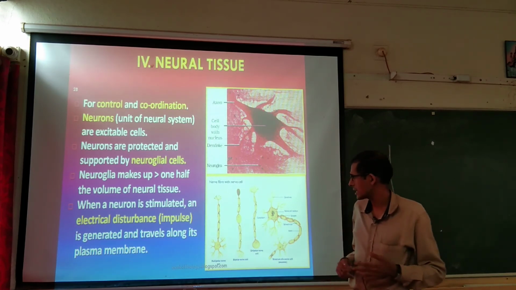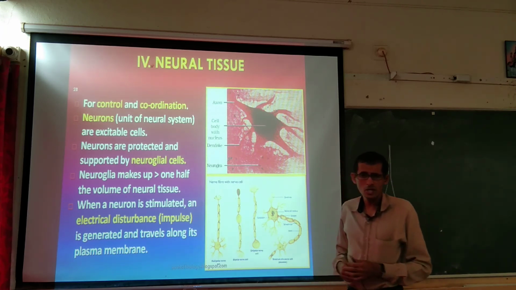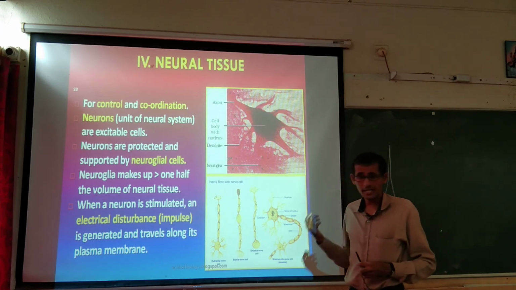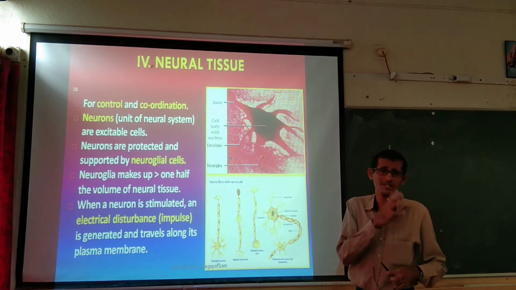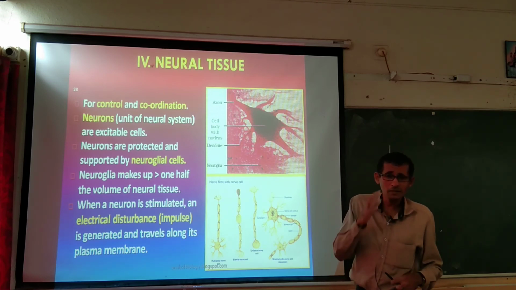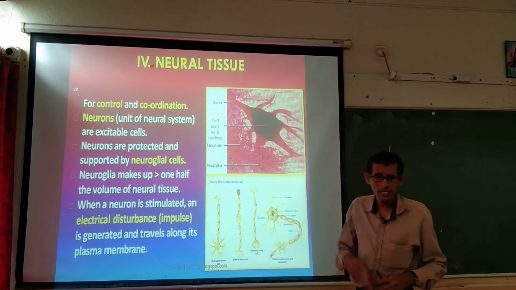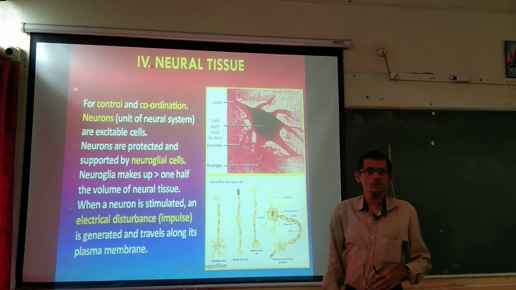They are present in larger numbers. Then when a neuron is stimulated, what does neuron stimulation mean? When the neuron is getting the signal from the external stimulus, we call it an electrical disturbance or impulse. Electrical disturbance means an impulse is generated and travels along its plasma membrane through the axon and reaches the telodendria and transfers it into the next neuron.